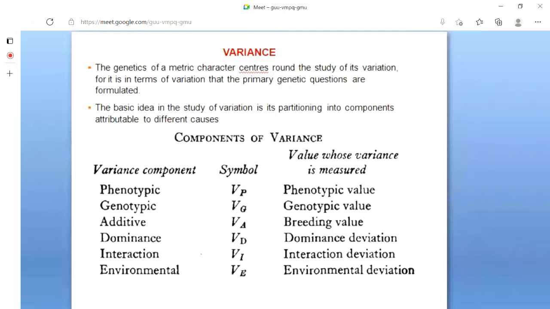Anyway, the phenotypic variance has different components, like the additive component. This additive component is also known as the breeding value. Then the dominance component, then the gene interaction component, then the environmental component. And there may be genotype-environment correlation, expressed as twice the covariance of GE. Then one more, the genotype-environment interaction. So these are the different components of the variance.